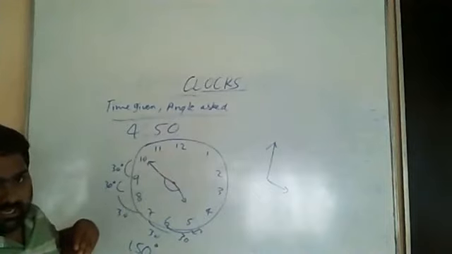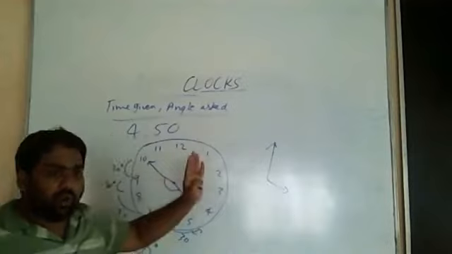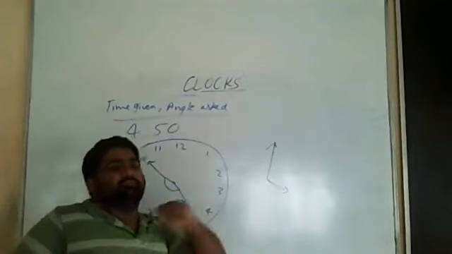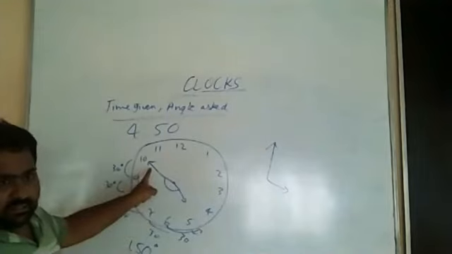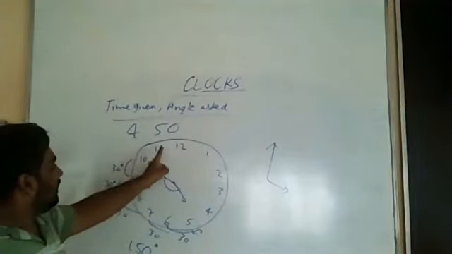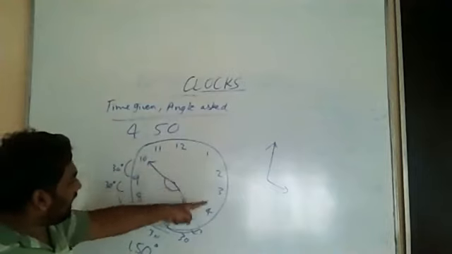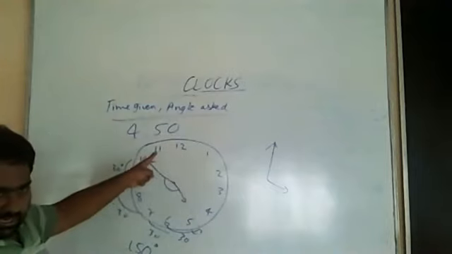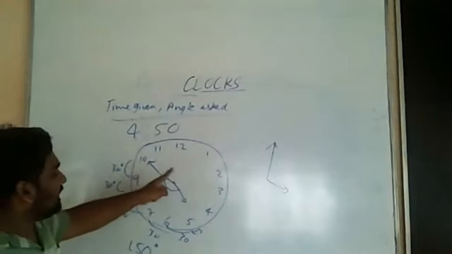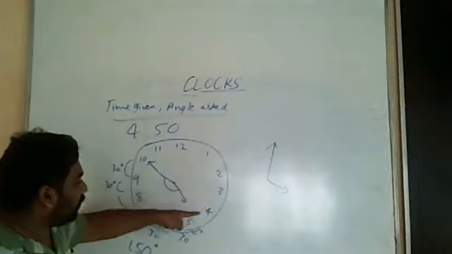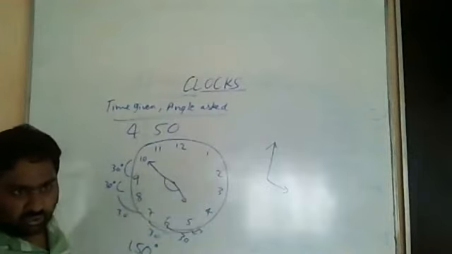In the same time, the hour hand has also traveled a certain distance from 4 towards 5. Do you agree with me? In the same 50 minutes, the minute hand is trying to cover an entire circle and it has reached till 10. In the same 50 minutes, the hour hand is trying to move from 4 to 5, but it has still not reached 5. It is somewhere behind. Yes or no?